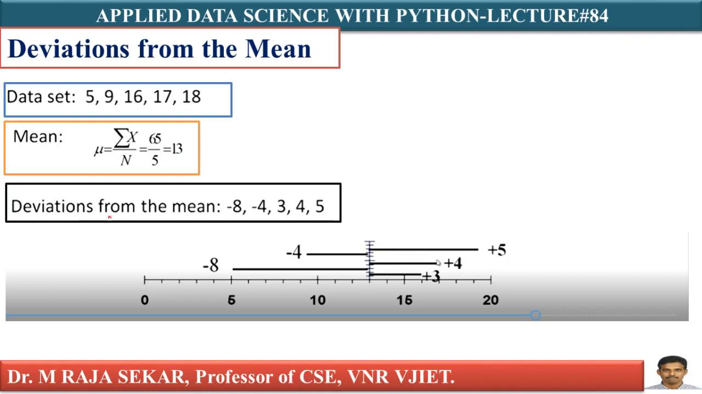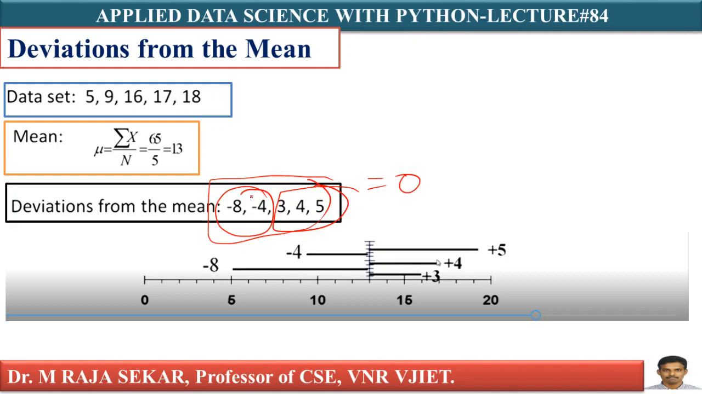That's why we should go for mean absolute deviation. Here, there are two values with a negative deviation. What are they? Minus 8, minus 4. And three values with positive deviation: 3, 4, 5. The summation of all these deviations is 0. Just add all these values, you will get 0. Since we are getting 0, we cannot measure the dispersion.